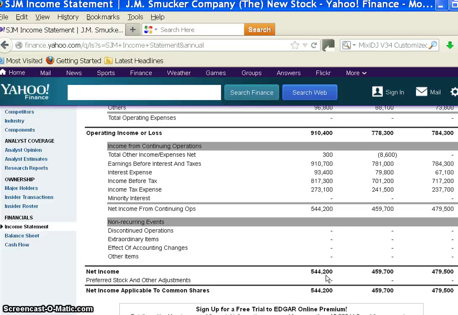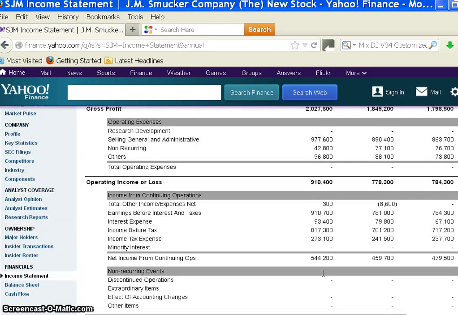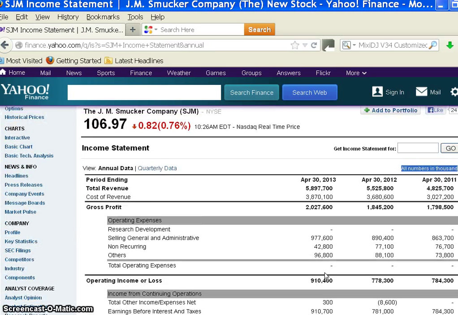So that's a brief overview of Yahoo Finance, and at least you can see where we got different information that you'll need for your assignment. Of course, since we used Smucker for the demonstration, please choose a different company for your assignment.